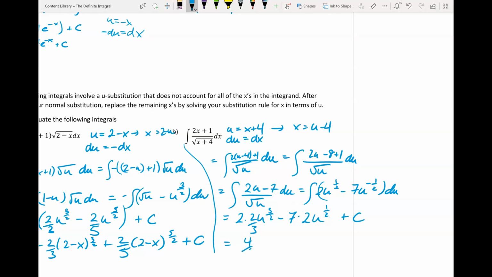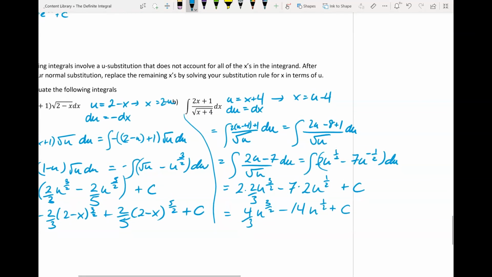So we have 4 over 3 u to the power of 3 over 2 minus 14 u to the power of a half plus a constant, and I'll put the u back in.